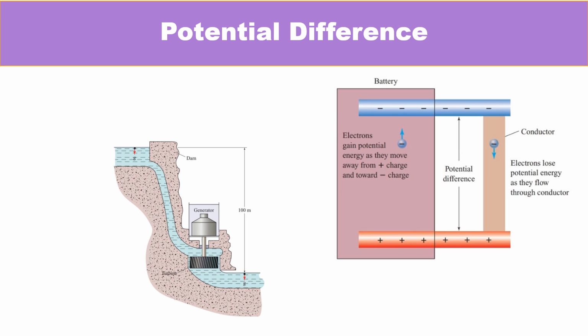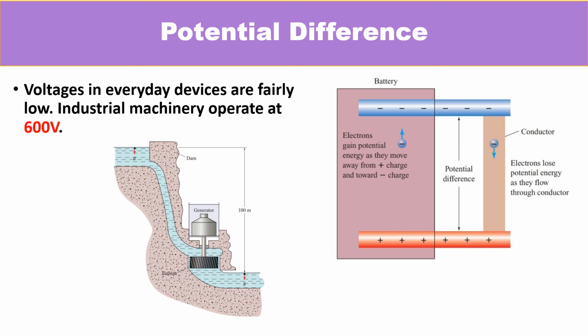As I mentioned, for potential difference, I always look at the dam and hydroelectric plant with the turbine in between. Voltage in everyday devices is fairly low, but industrial machinery operates at 600 volts, so they need a step-up transformer instead of a step-down transformer like in residential areas.